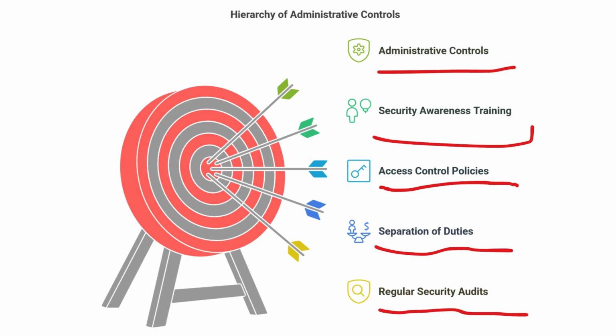Incident response plans. If a security breach happens, there must be a clear procedure for containing and resolving it. And data classification policies. Organizations must classify data based on sensitivity: public, confidential, highly sensitive, and enforce strict access controls. Think of administrative controls as the foundation that holds all security measures together. Without clear policies, procedures, and training, even the most advanced security systems can fail.